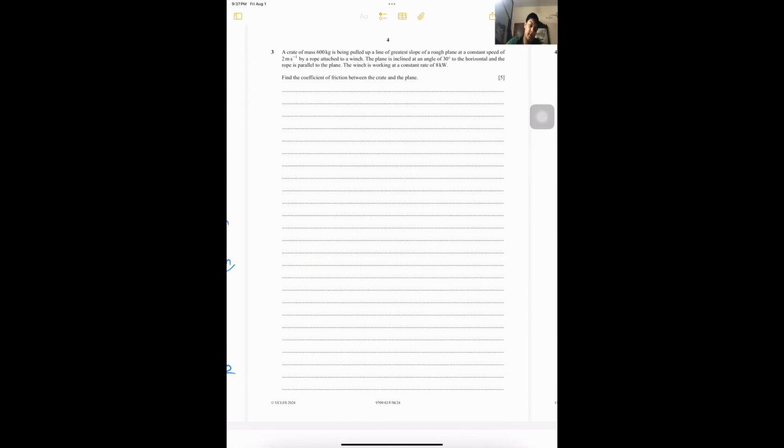So question number 3 now. A crate of mass 600 kg is being pulled up a line of greatest slope of a rough plane at a constant speed of 2 meters per second by a rope attached to a winch. The plane is inclined at an angle of 30 degrees to the horizontal and the rope is parallel to the plane. The winch is working at a constant rate of 8 kilowatts.